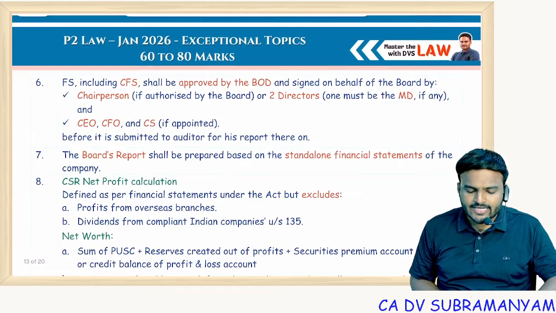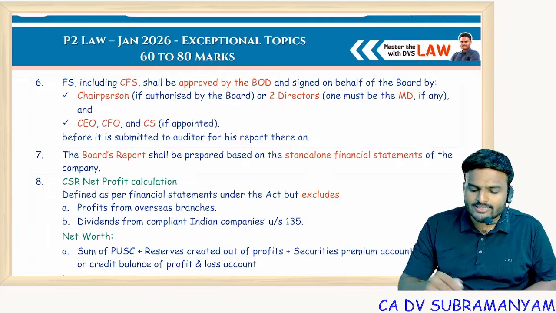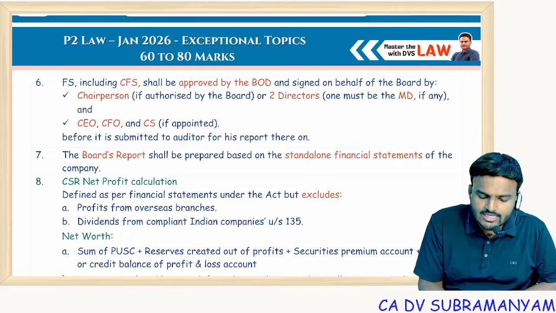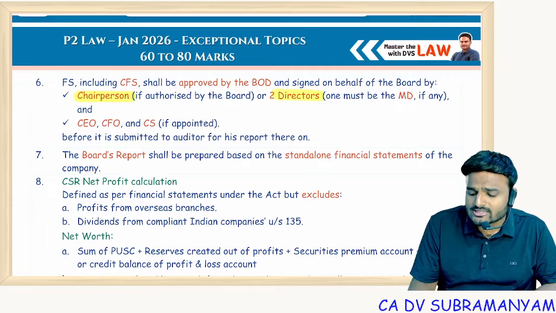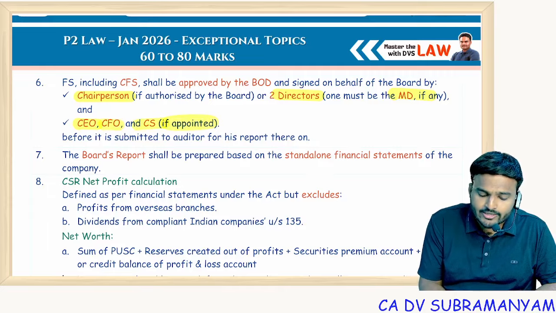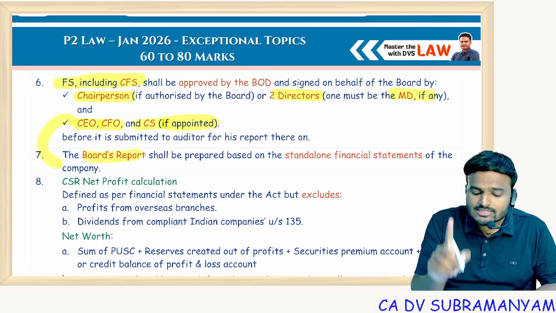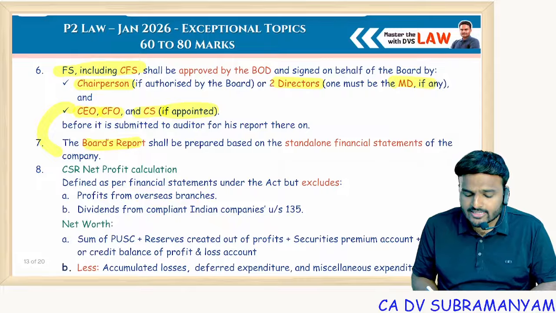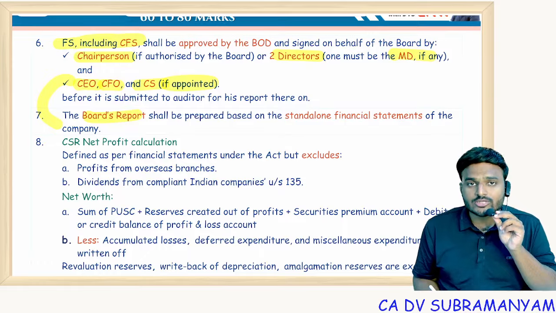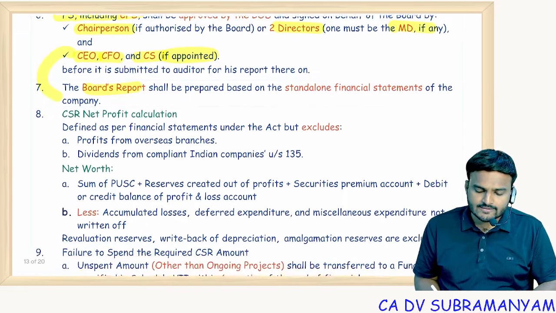Next, financial statements including CFS are approved by the board of directors and signed on behalf of the board by the chairperson if authorized by the board, or else by two directors, one of whom must be the MD. Also CEO, CFO, CS if appointed. This is for financial statements. For the board report, CEO, CFO, CS are not applicable. They can't sign the board report. Only the chairman authorized by the board or two directors, one of whom must be the managing director.